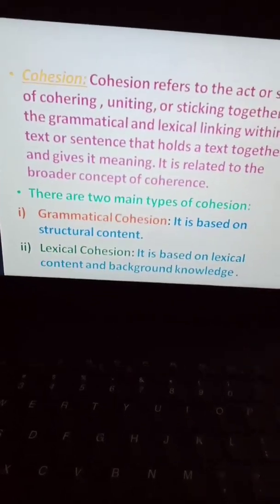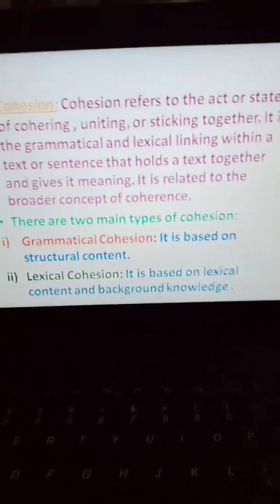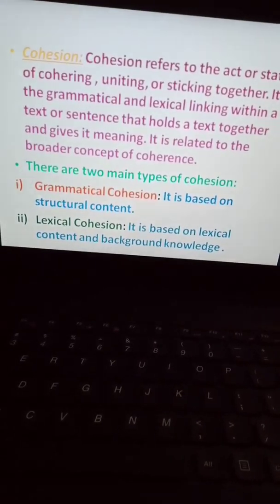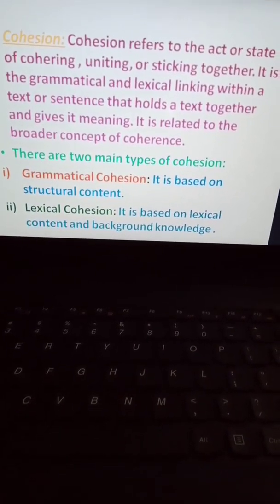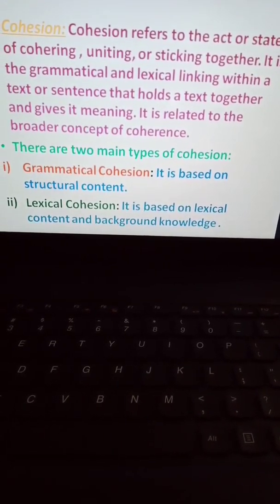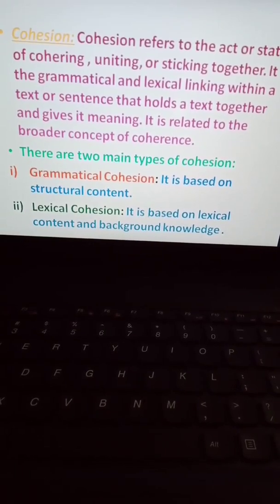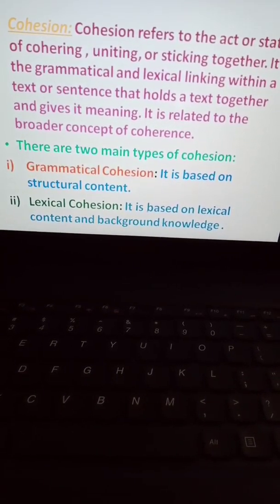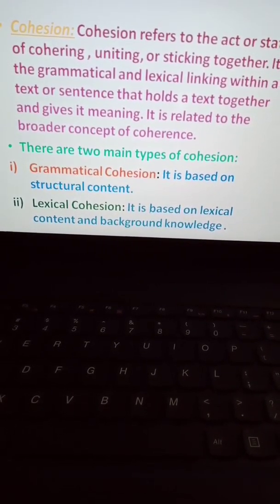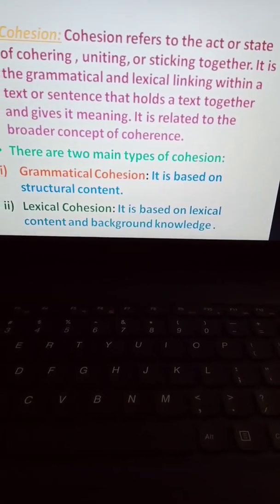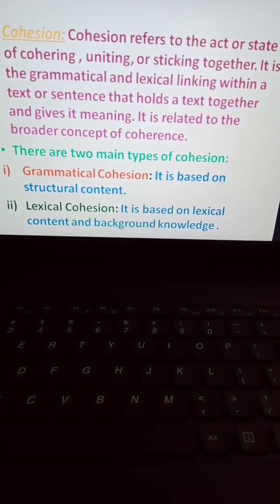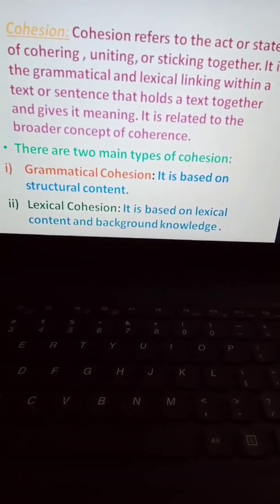Okay. The next term is cohesion. Cohesion refers to the act or state of cohering, uniting, and sticking together. Cohering, uniting, and sticking together, it is the grammatical and lexical linking within a text or sentence that holds the text together and gives it meaning. It is related to the broader concept of coherence. So this is closely related to coherence as well. So it helps you in uniting or sticking together the sentences of a paragraph.